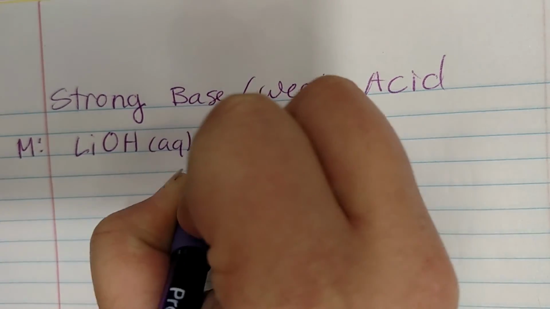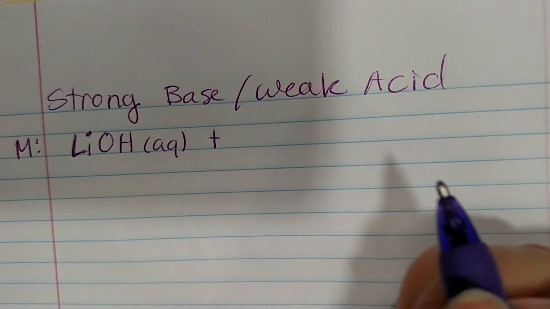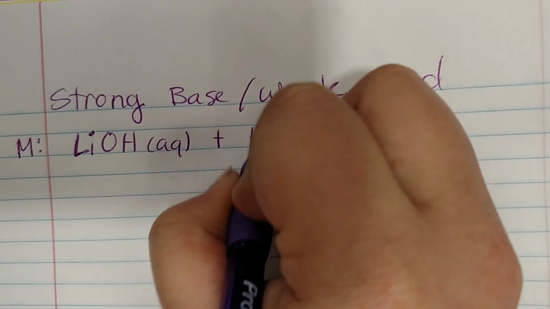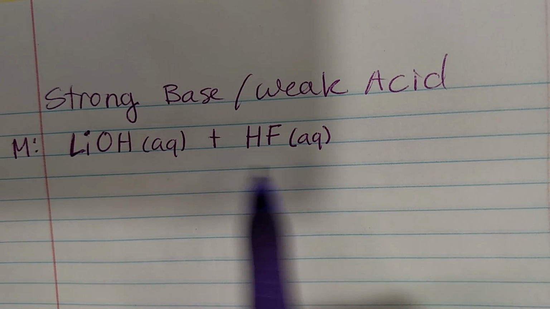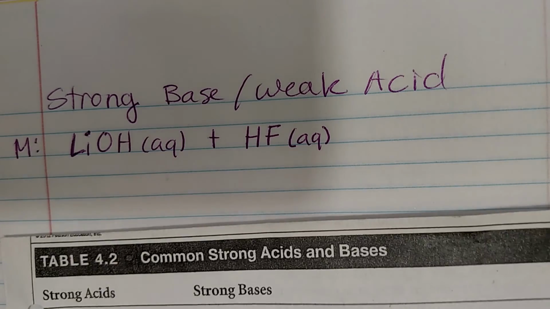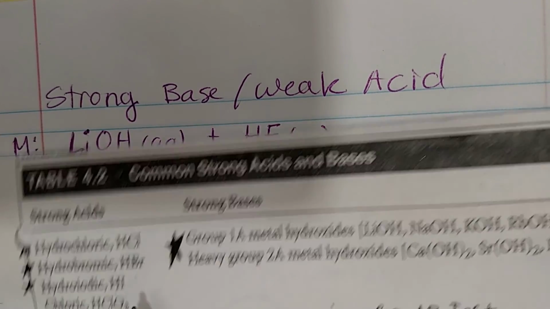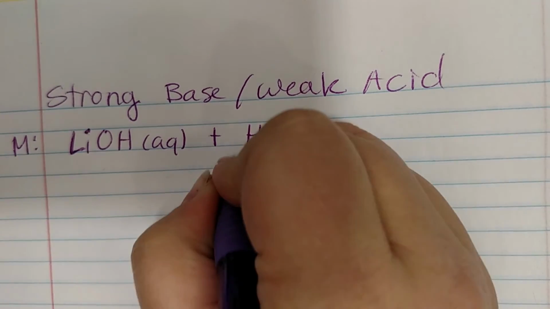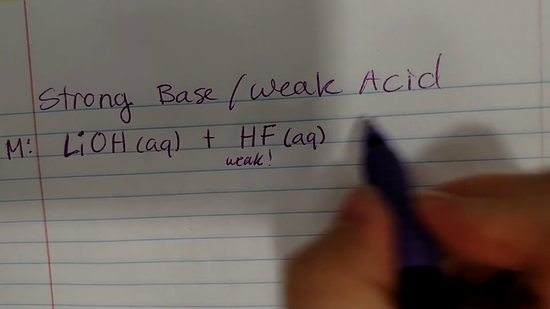I'm going to go ahead and label each of our acid and base aqueous because we tend to have them come as aqueous solutions. And then our acid is going to be hydrofluoric acid, aqueous. So when we look at these, we're going to be memorizing our strong acids and bases, like I've said, and our lithium hydroxide is one of our strong bases. And then hydrofluoric acid is not on this list, so it is weak. So I'm just going to write underneath this weak so I know which one it is.